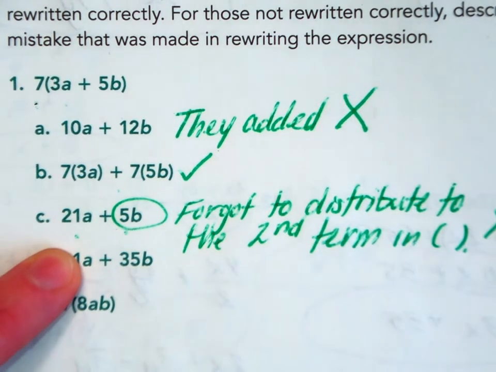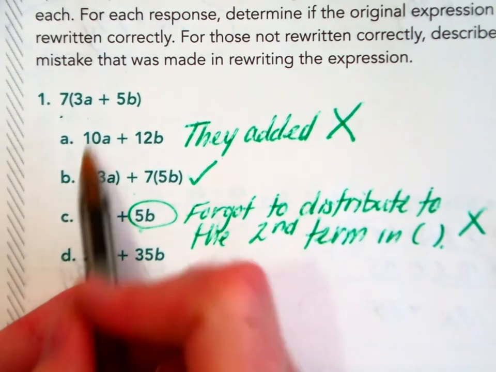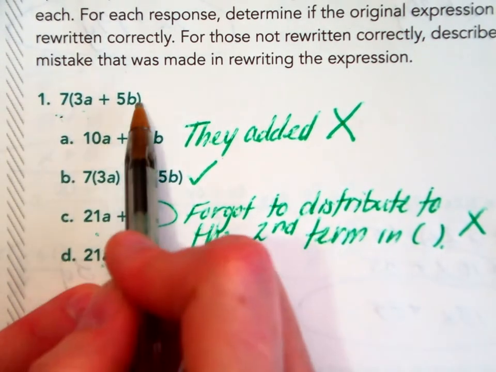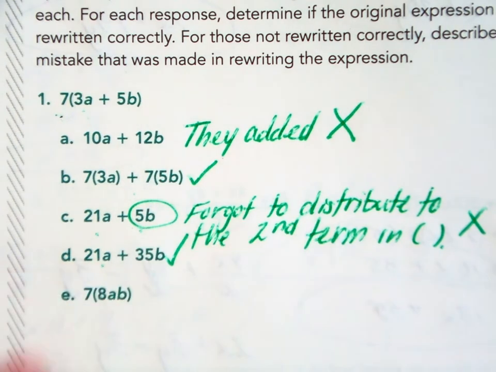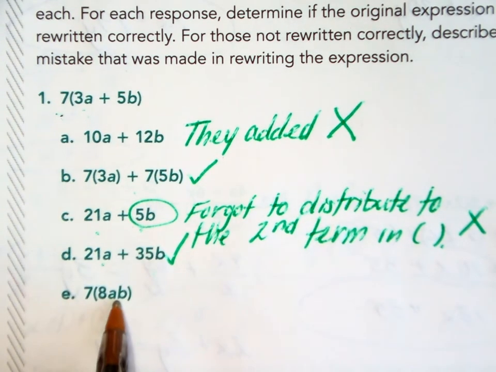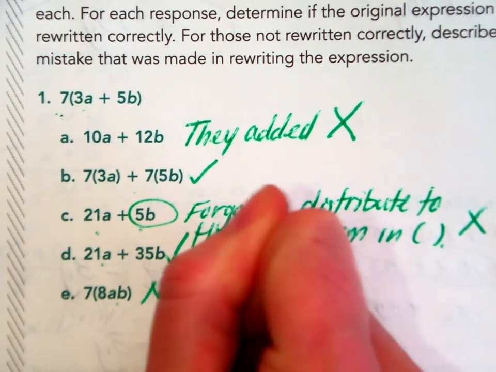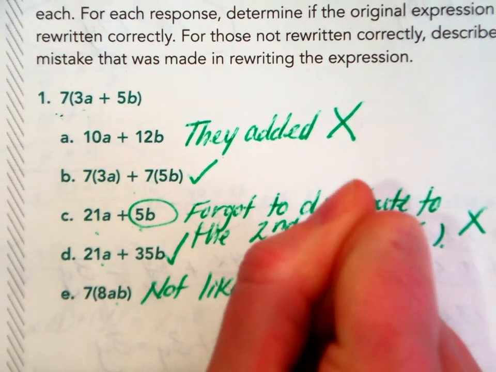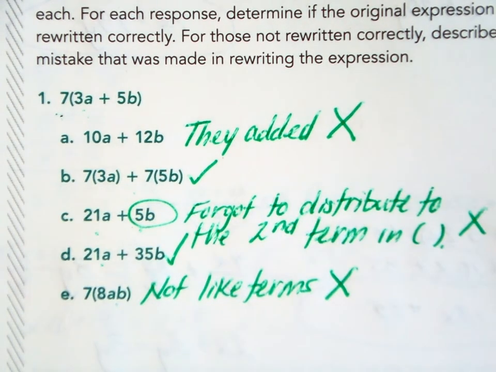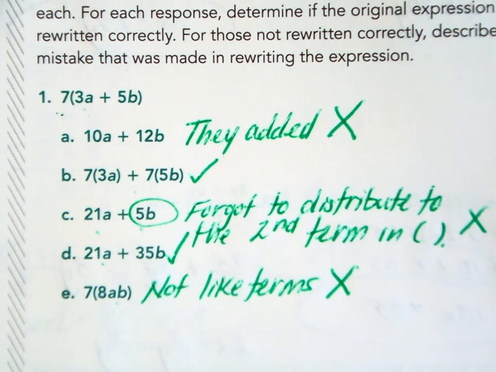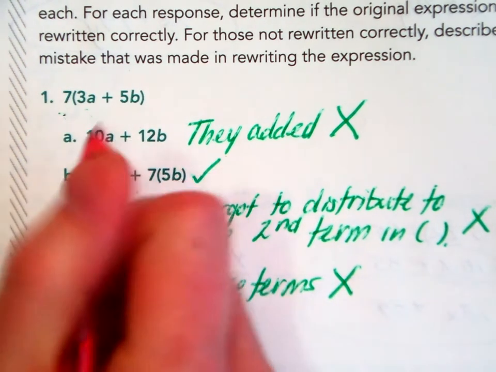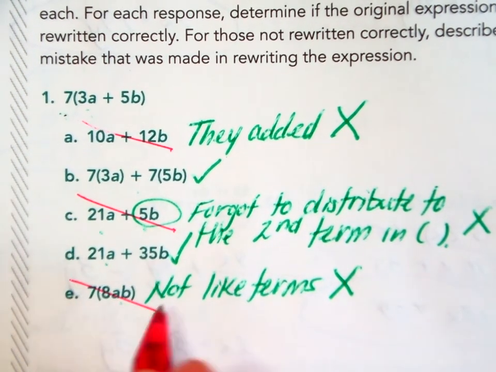So, bad. Okay, let's see. 7 times 3a would be 21a. 7 times 5b would be 35b. Love it. That one looks correct. And then, you cannot do this. 3a and 5b would be, if we had tiles for them, 2 different tiles. They cannot be combined. Not like terms. Okay, so the ones that were incorrect were A, C, and E.